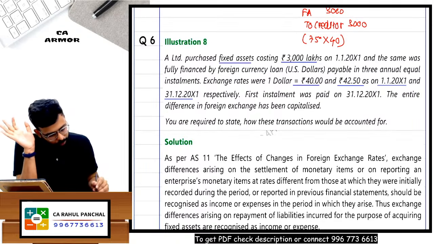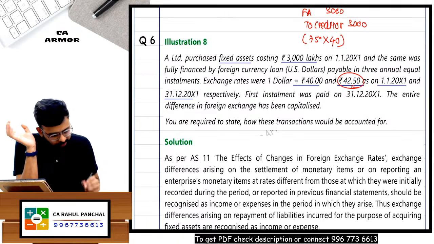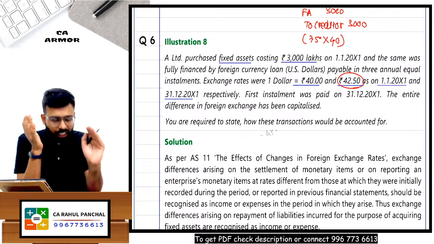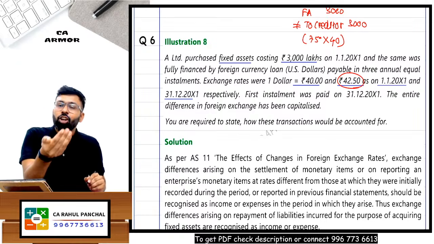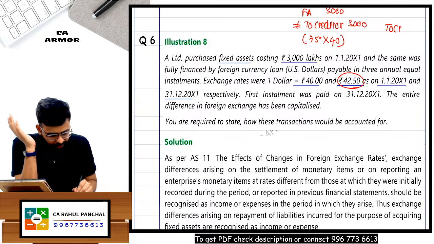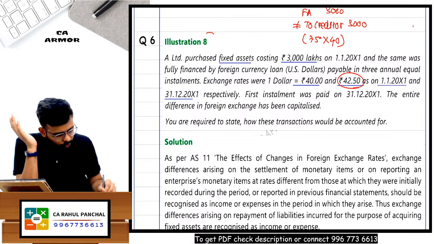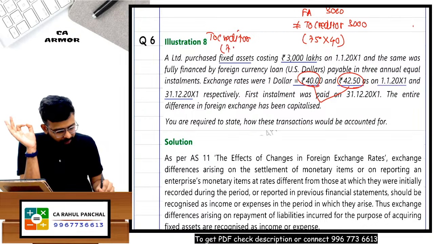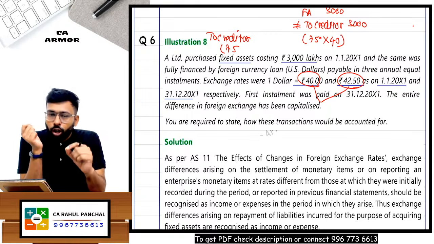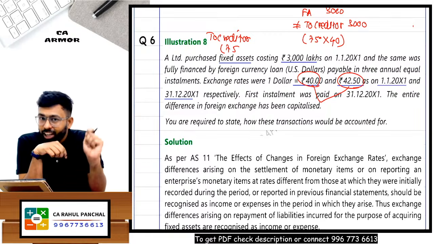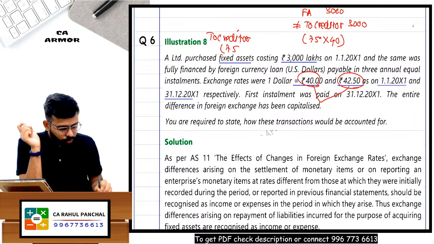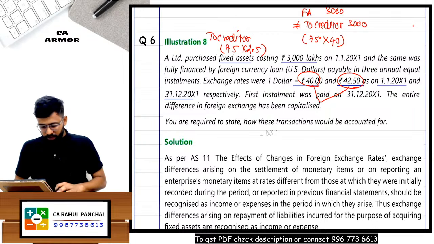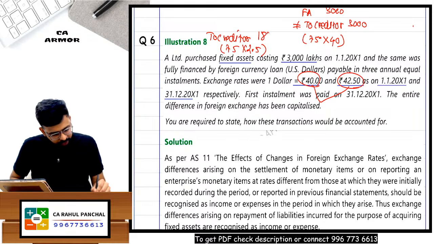But now, sir, on the balance sheet date, the rate has increased. In this case, your creditor will increase, so you will say to creditor account. By what amount has the creditor increased? 2.5 rupees. There are $75 lakh I was supposed to pay. For every dollar I was supposed to pay 40 rupees, now for every dollar I am supposed to pay 42.5. So there is an increase in creditor by 2.5. 75 into 2.5 is 187.5.